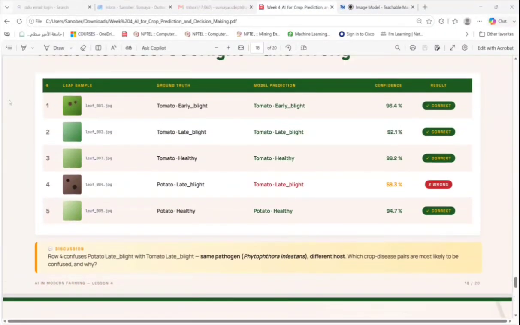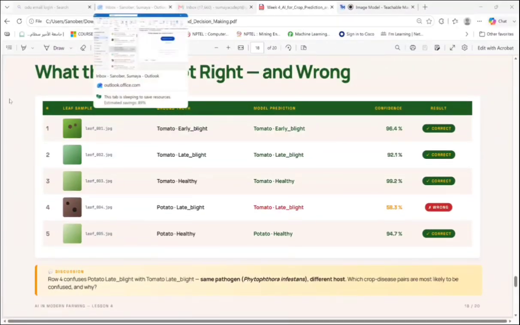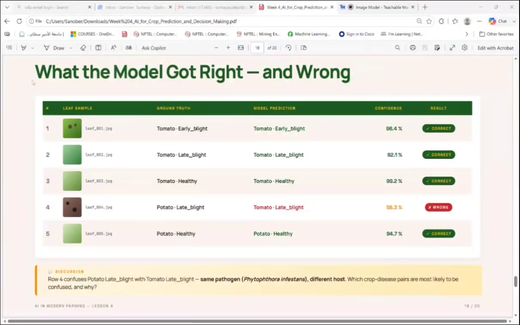Now, what did the model get right and wrong? This table is important because it reminds us that AI predictions are not always correct. So what is it that we are trying to see over here? Most of the examples we have classified are correct. However, one potato leaf with late blight was classified as a tomato leaf with late blight. Do you see? The results are correct, correct, correct, wrong, and then correct.